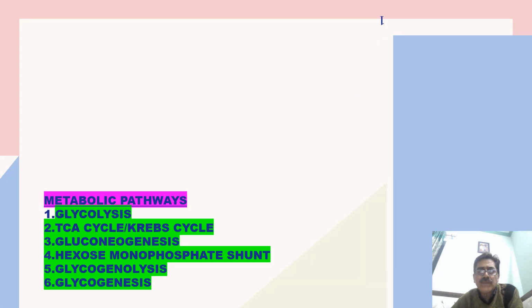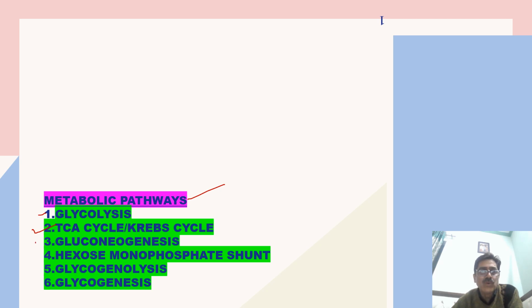Now, what are the metabolic pathways of carbohydrate metabolism? How does carbohydrate metabolism take place? It takes place by 6 pathways. First of all, we have glycolysis. This is the major pathway of carbohydrate metabolism. Then we have the TCA cycle or Krebs cycle, also known as the tricarboxylic acid cycle.